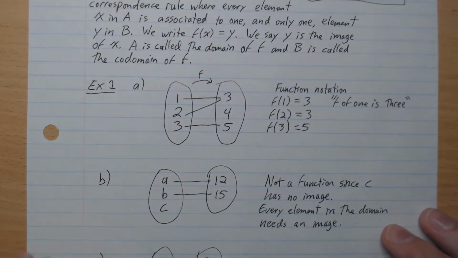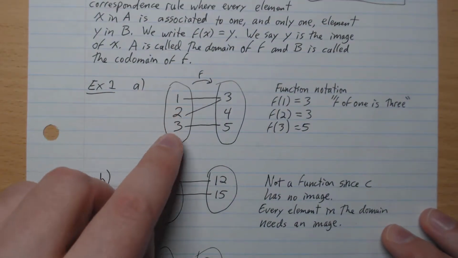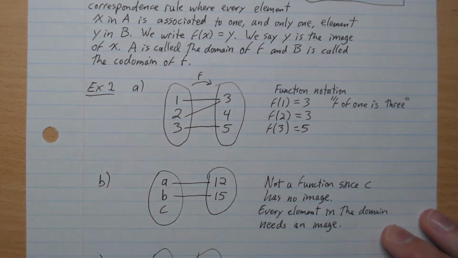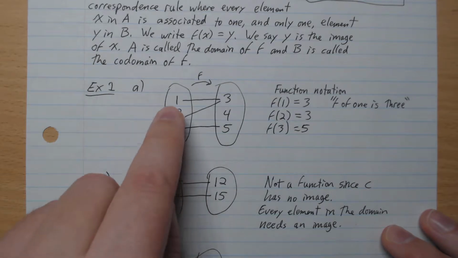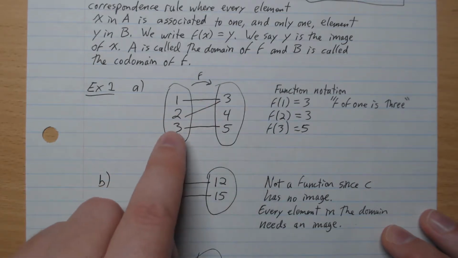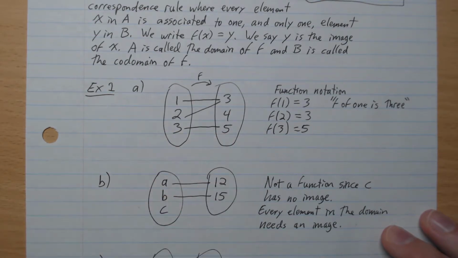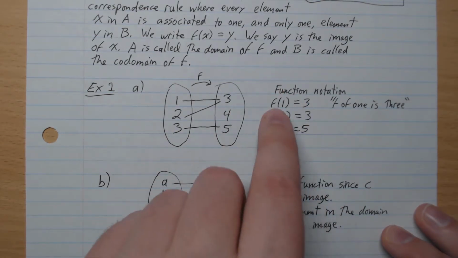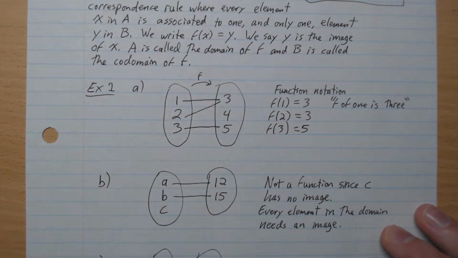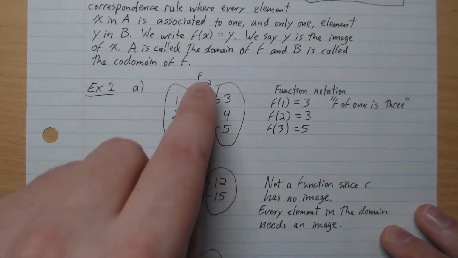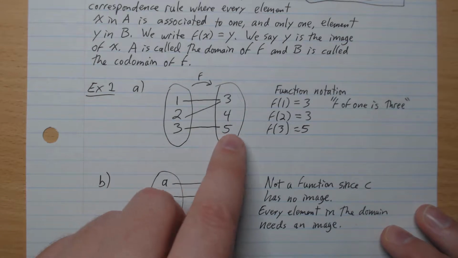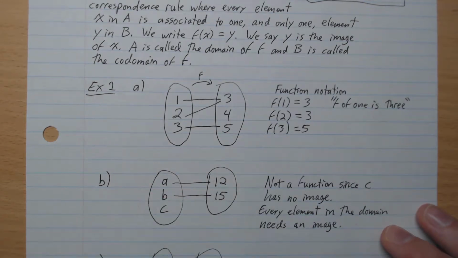Example 1: we have our domain here, the set 1, 2, 3, and our codomain is 3, 4, 5. We have 1 being sent to 3, 2 being sent to 3, and 3 being sent to 5. This is how we read it: f of 1 is 3, f of 2 is 3, f of 3 is 5.